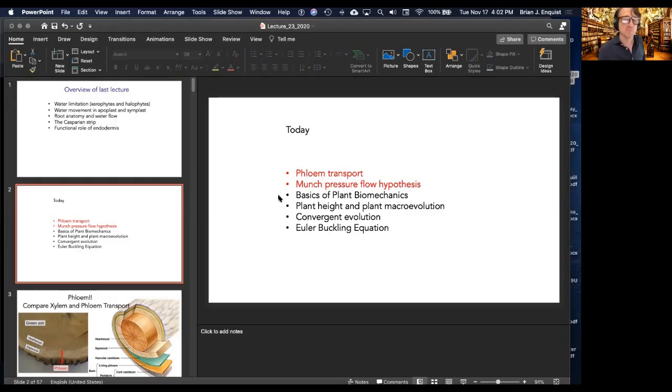And this is going to be quite important because the last part of today, what I would like to focus on is plant biomechanics. And so we're going to go from water transport, nutrient transport, to biomechanics. And actually, this is all interrelated to each other.